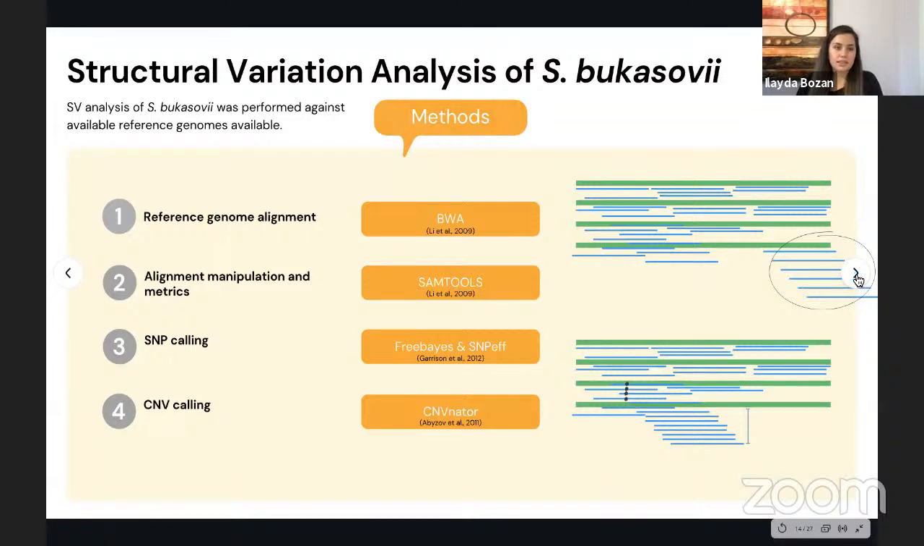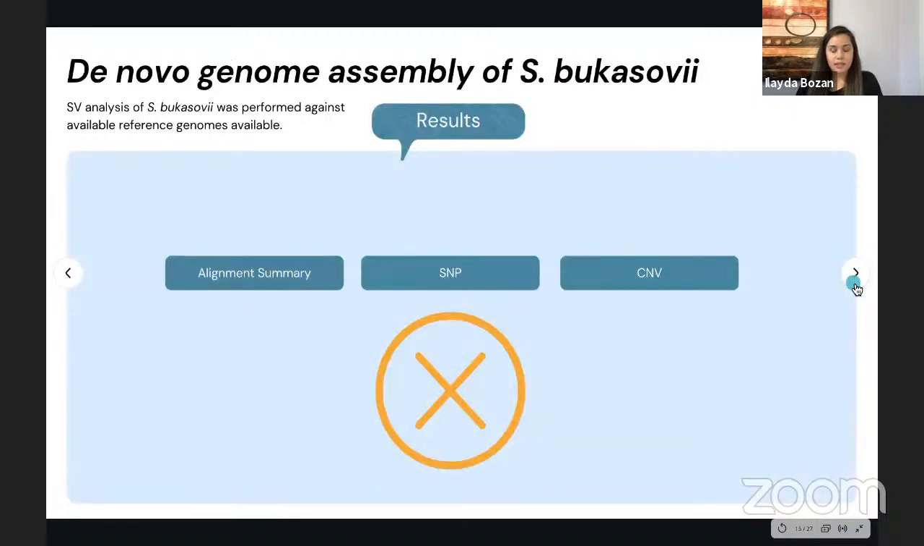And the second analysis was the structural variation analysis of Solanum bukasovii. For this, the methods we used are BWA for alignment and SAMtools for alignment manipulation. We used FreeBayes and SnpEff to call SNPs, and CNVnator to call CNVs. But the problem with that is that we didn't get any results from this, and we had to take a step back and re-evaluate our pipeline.